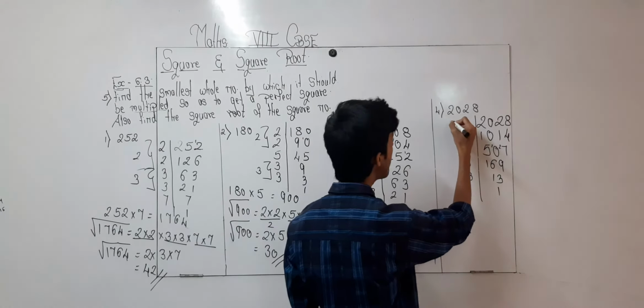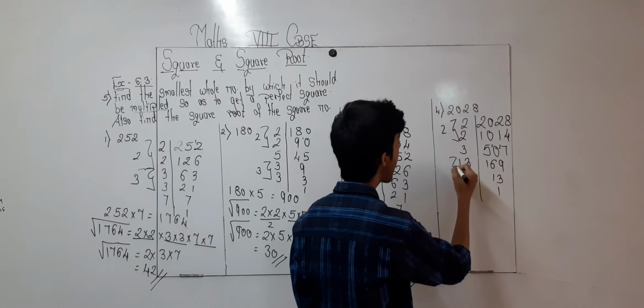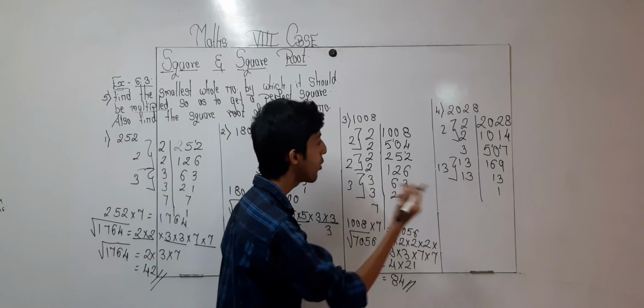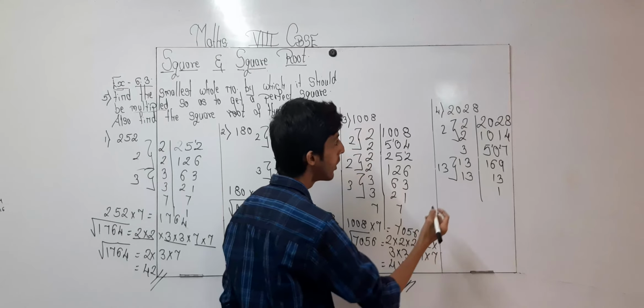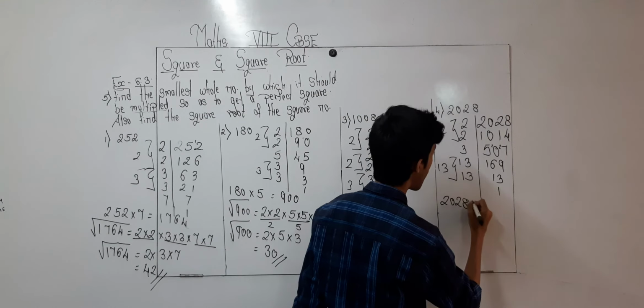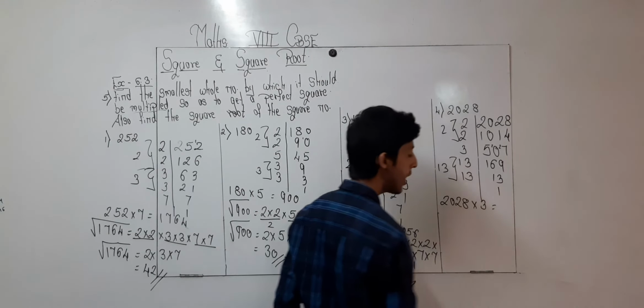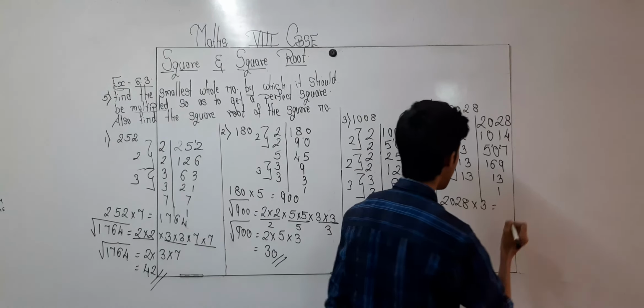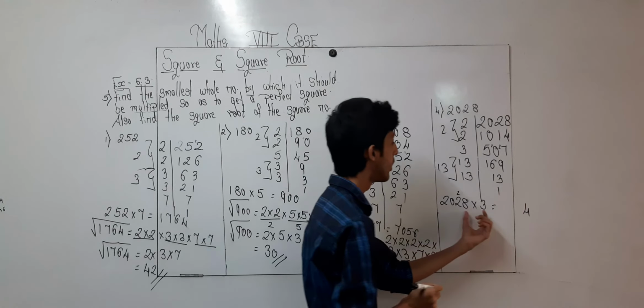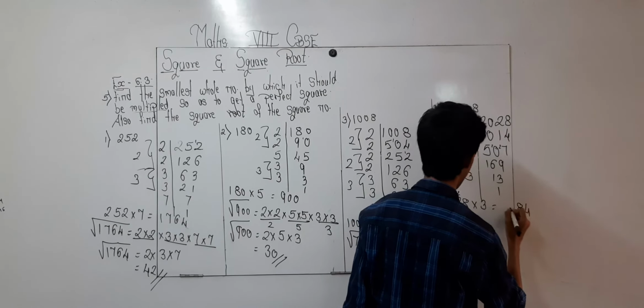Now over here you can see a pair of 2, a pair of 13, but you cannot see a pair of 3 over here. So what we will do? Multiply. So it will be giving me 2028 multiplied by 3. Okay. So 8 3s are 24, over here 6, 7, 8.